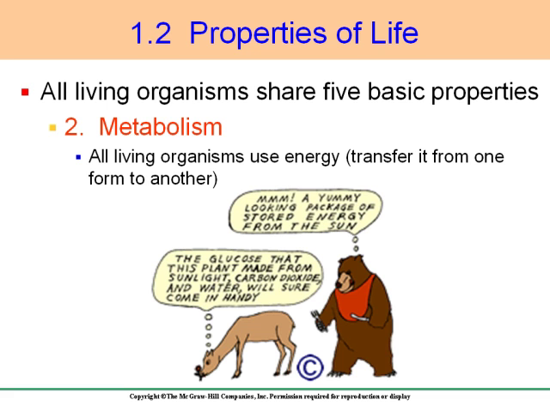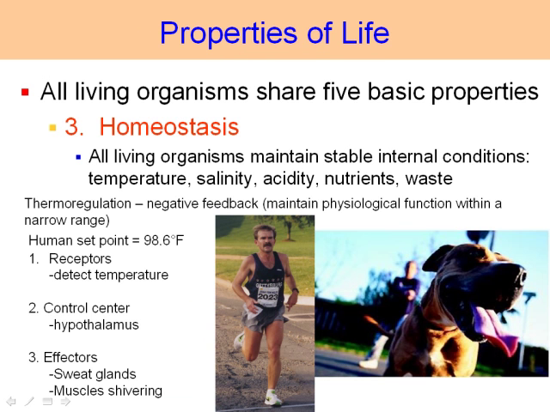Because energy is going to, for most organisms, come ultimately from the sun, and again, be transformed from one form into another. The third property of life that all living organisms share is called homeostasis. This is where all living organisms maintain stable internal conditions. And the types of conditions we're talking about include temperature, salinity, acidity, nutrients, and waste. And organisms want to maintain stable internal conditions so that their body functions best.